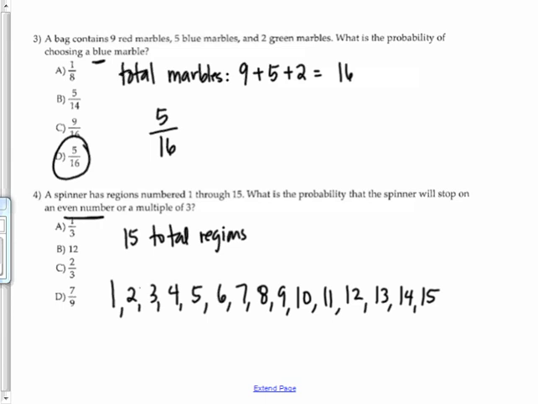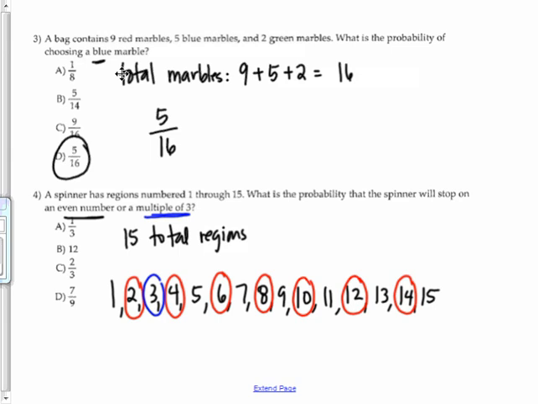So let's look at our even numbers first. We got 2, 4, 6, 8, 10, 12, and 14. Or you've also got ones that could be a multiple of 3, which is anything 3 goes into. So 3 goes into 3, 3 goes into 6, but it's already circled. 3 goes into 9, 3 goes into 12, but it's already circled, and 3 goes into 15. So you've got 15 total regions, and how many did I circle? I circled 1, 2, 3, 4, 5, 6, 7, 8, 9, 10. That's 10 out of 15, which reduces by 5 to 2 over 3.